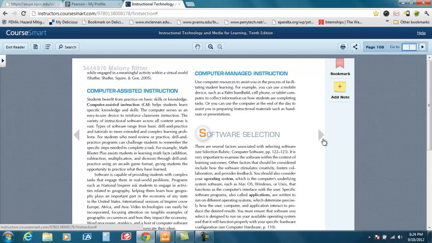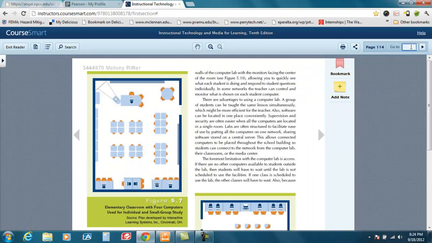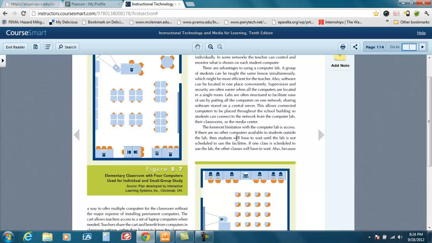If you look at page 114 and page 115, you can see some diagrams of how a computer classroom might be laid out, whether that includes a handful of computers or a complete laboratory of computers, and the differences in how instruction takes place in those type of atmospheres. That concludes our discussion for Chapter 5.